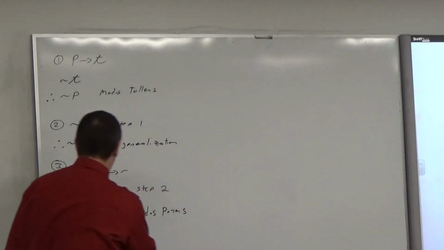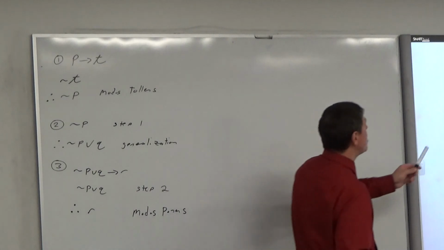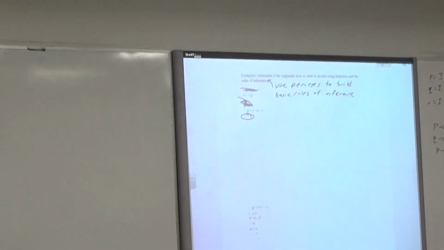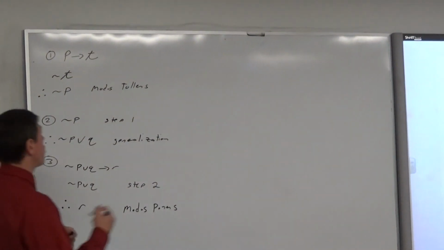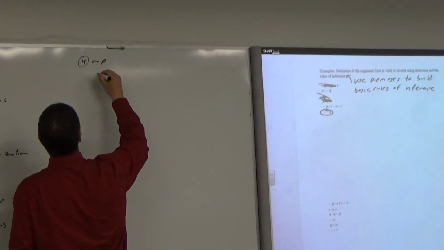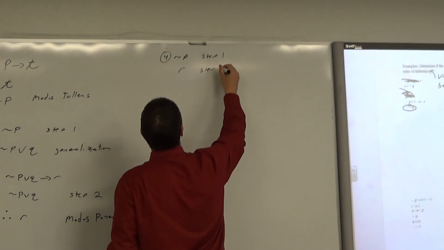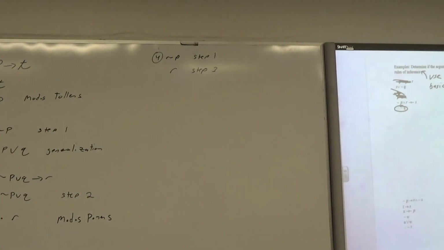Now I have R. Doesn't it seem reasonable for me to be able to say, from step number 1, I have not P. From step number 3, I have R. So for step 4, I have not P, and I have R. Not P is from step 1, and then R is from step 3.